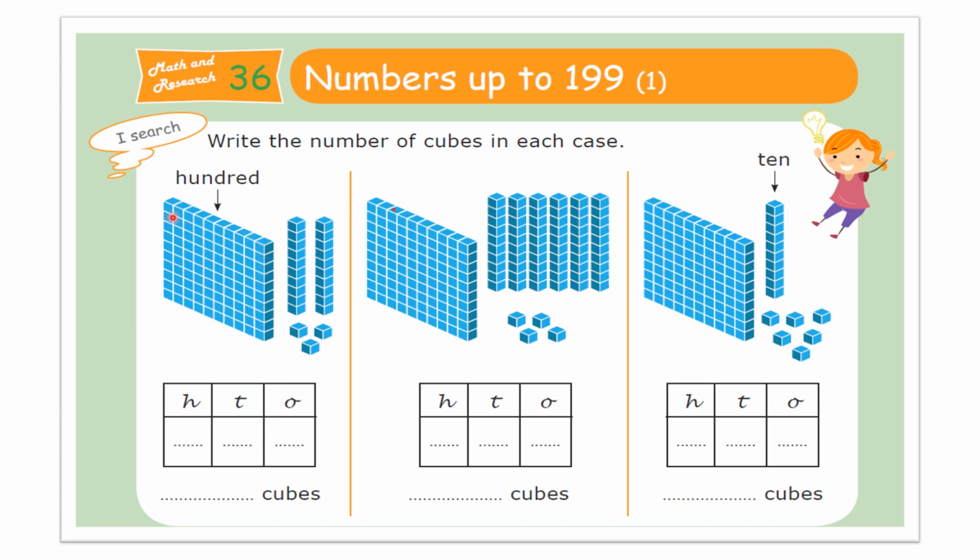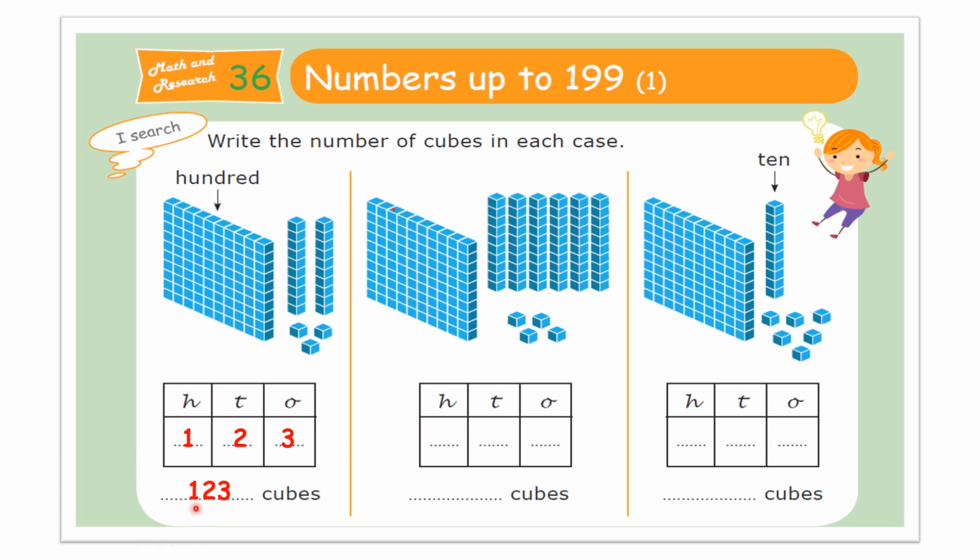So let's start with the hundreds. How many hundreds blocks do we have? Yes, one. Very good. So we write 1 in the hundreds place. Okay, let's count the tens. 1, 2. So in the tens place, we will write, excellent, 2. And how many ones? 1, 2, 3. So 3 ones. So I have 1 in the hundreds place, 2 in the tens place, 3 in the ones place. So what is my number?